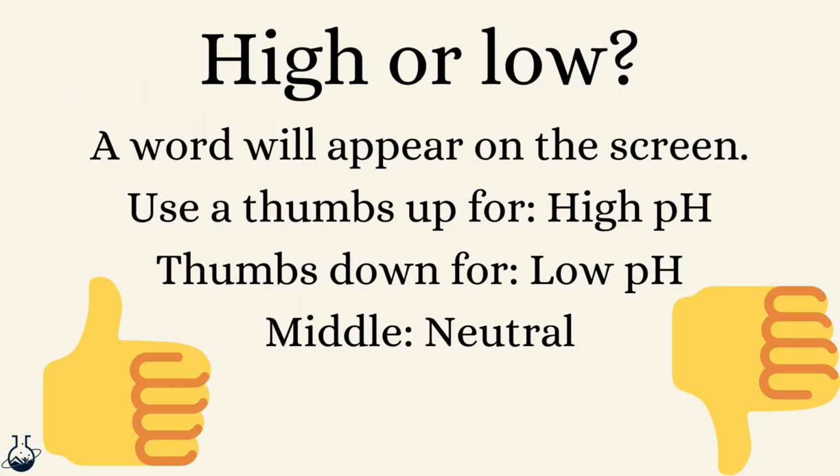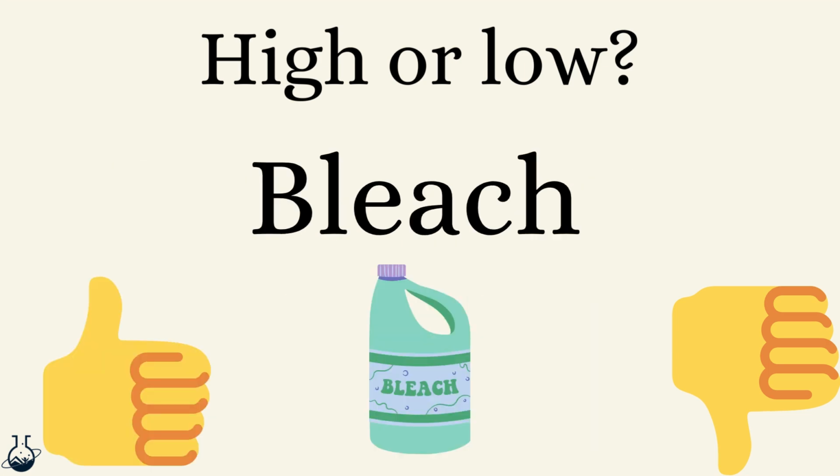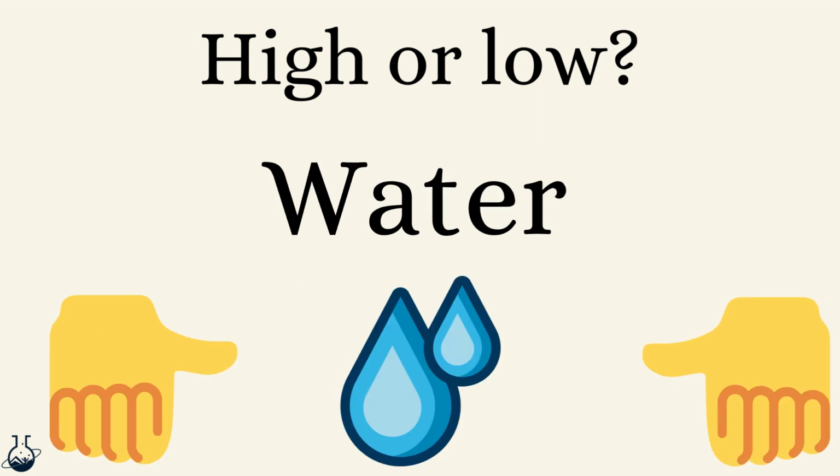Before we finish with our end of video quiz then, just a quick fire set of high or low questions on different substances. A word will appear on the screen. Use a thumbs up for a high pH, thumbs down for a low pH, or middle for neutral. Battery acid, low. Bleach, high. Water, neutral.